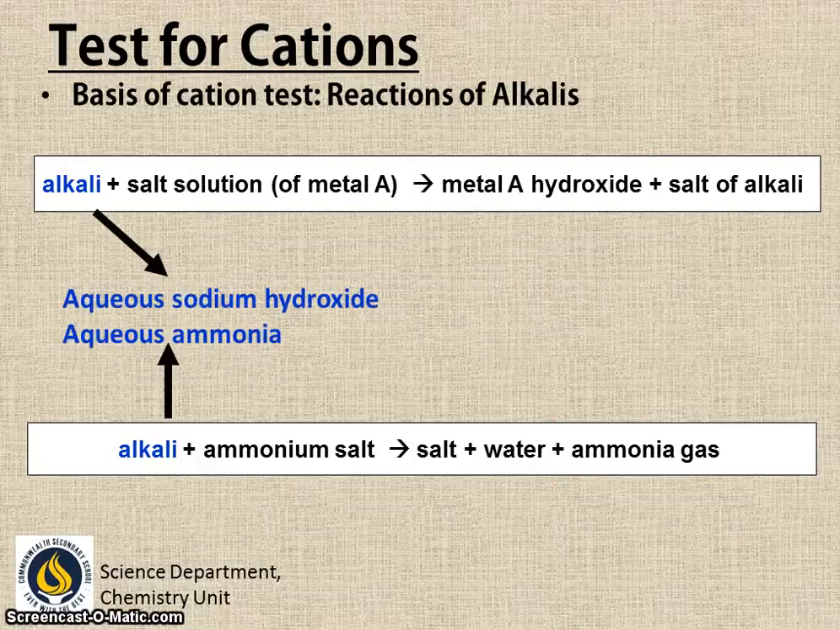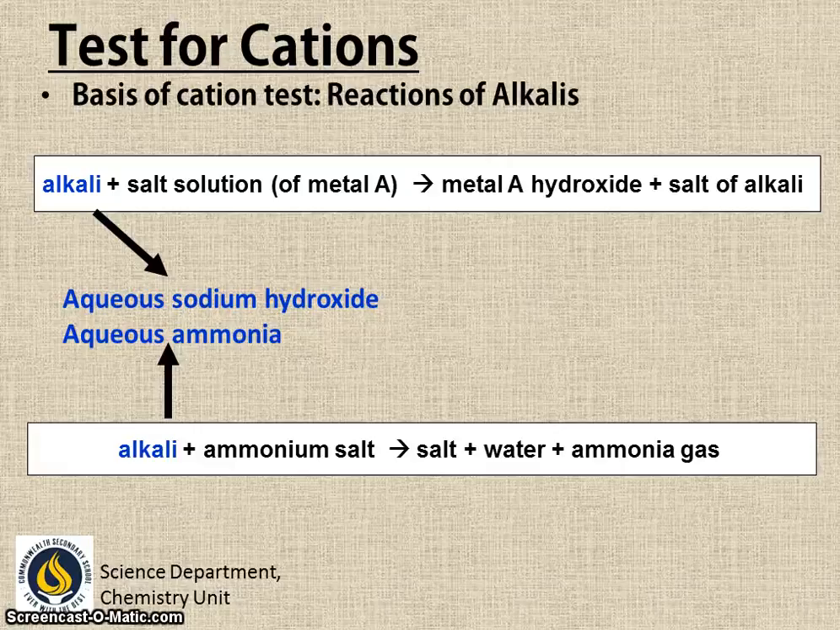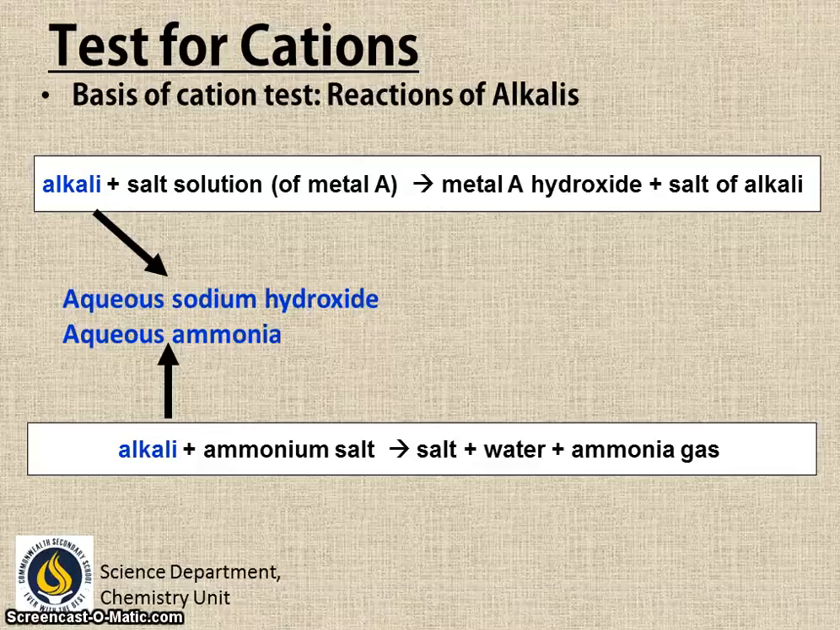Typically, the alkali used for cation tests are aqueous sodium hydroxide and aqueous ammonia. All sodium and ammonium compounds are soluble. Hence, these alkalis are able to dissociate and produce hydroxide ions to precipitate other metal ions, forming insoluble metal hydroxides.